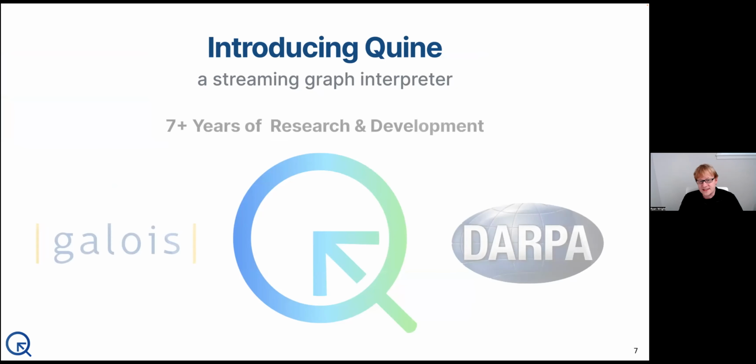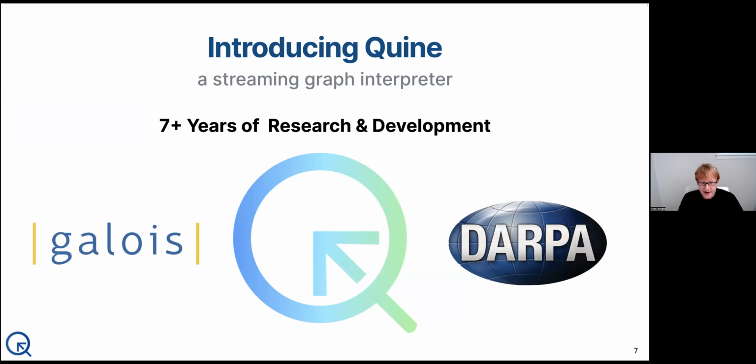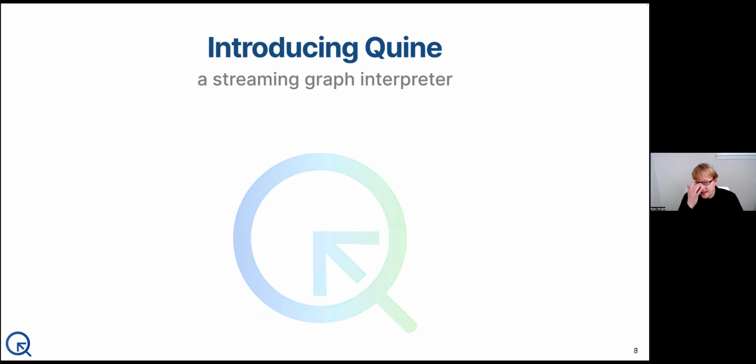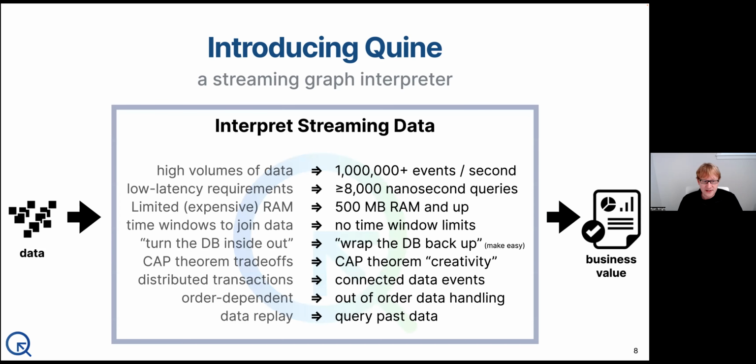So that's where Quine fits in. Quine is a streaming graph interpreter. It's the result of more than 7 years of research and development. We were fortunate enough to be funded by DARPA for most of that time. And so doing this work at Galois with a lot of really excellent other researchers in this space, we were able to focus and spend time to create something that is just genuinely new. And now we've just open sourced it and want to share it. So what is it, and how does it address those requirements for our streaming data problem?